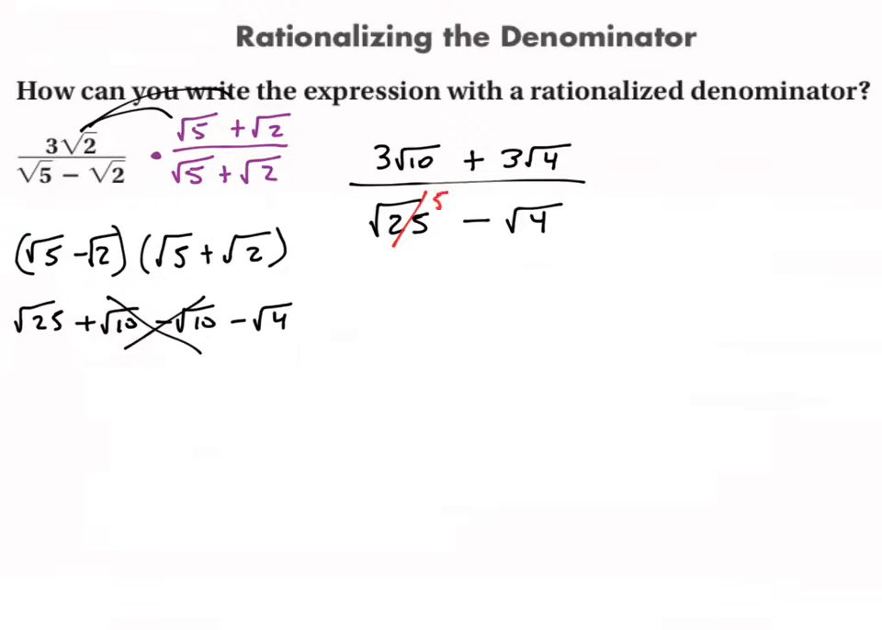This simplifies down to 5. This simplifies down to 2. This doesn't simplify yet, but this simplifies down to 2. And so in this case, we're going to see across the top, we now have 3 square root of 10 plus 2 times 3, which would be plus 6, over 5 minus 2, which would be 3. Well, notice here everything is divisible by 3, so we can simplify those. And so our final answer is going to become square root of 10 plus 2.